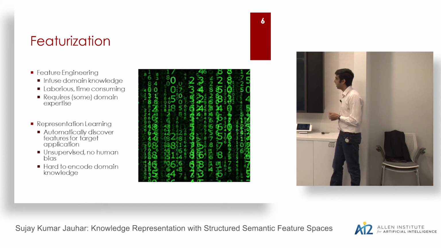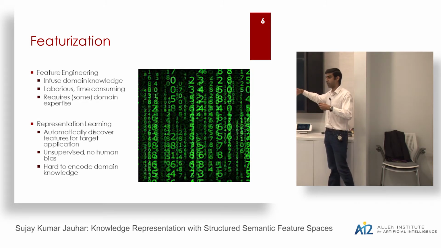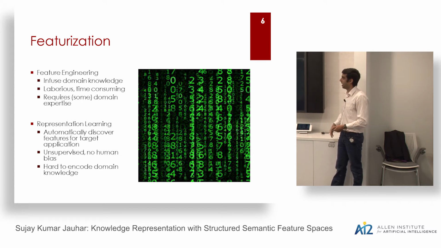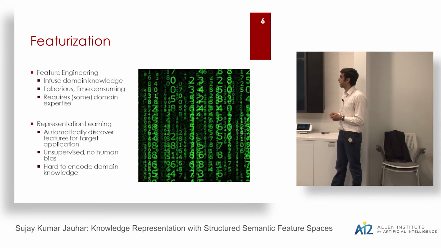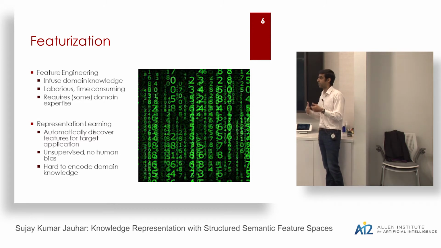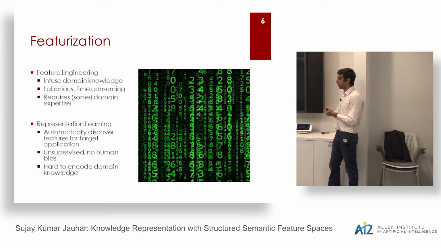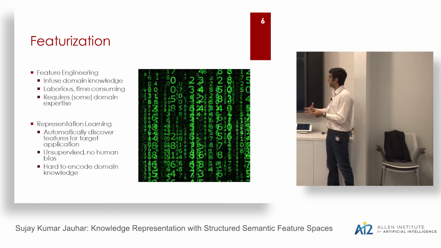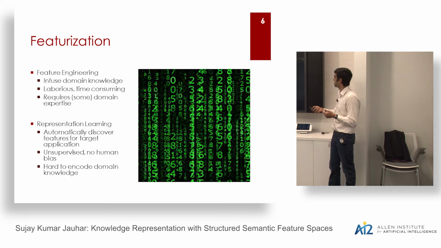But because the researcher was typically an expert, you could infuse a lot of domain knowledge into the process of feature engineering. This work corresponds more to the second aspect, which is something called representation learning. And the idea here is to automatically discover a set of optimal features for a target application. The advantages are because it's automatic, therefore it's unsupervised, and there's no human intervention or bias, so it's a lot faster to do. But because of the way the problems are typically structured, it's hard to encode some sort of domain knowledge and bring that to bear to the process of feature representation.